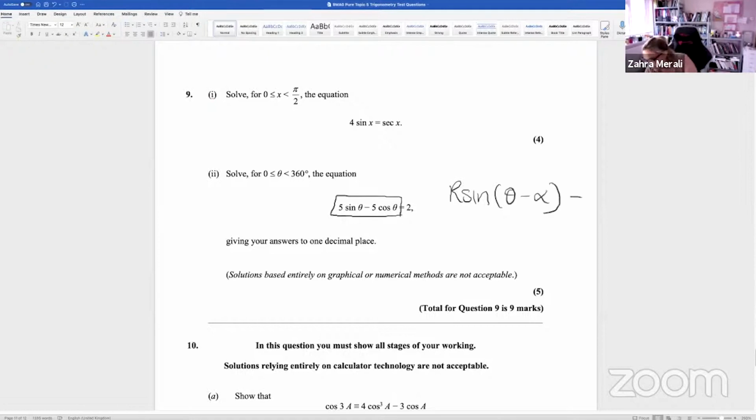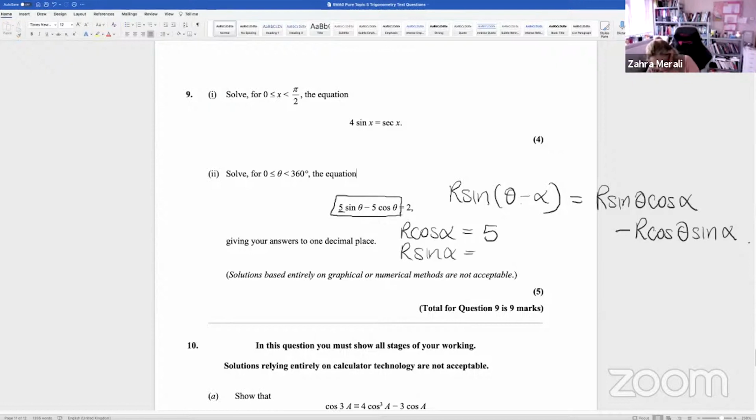So when we open that out, we get r sine theta cos alpha, minus, the reason I've chosen minus is there is a minus between the two of them, r cos theta sine alpha. And then we match them up. So we end up with the coefficient of sine theta is 5. So r cos alpha equals 5. And we've got r sine alpha equals 5.